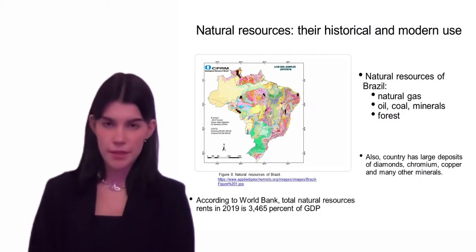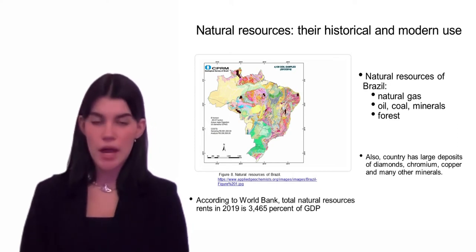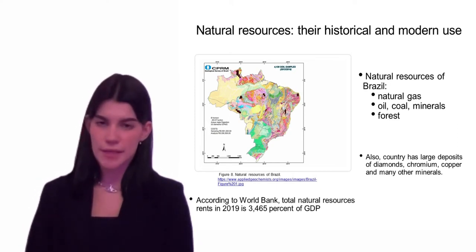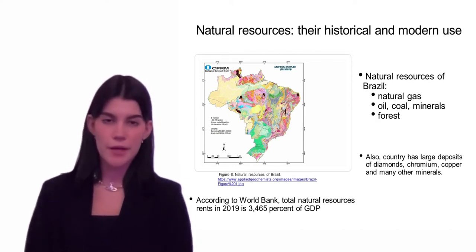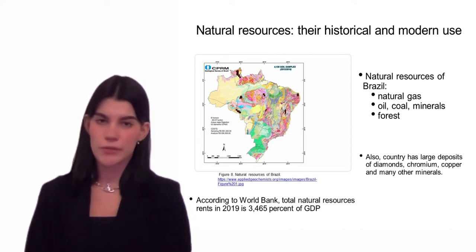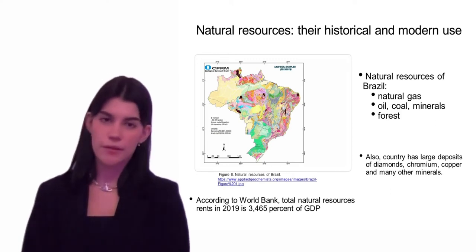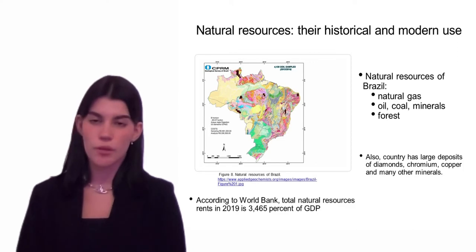Brazil is rich with a big number of natural resources: natural gas, oil, coal, minerals, and forests. According to World Bank, total natural resources rents in 2019 is 3.5 million % of GDP. However, FAO organization says that Brazil is the world's leading producer of tin and iron ore. Also, country has large deposits of diamonds, copper, and many other minerals. However, the country has no significant oil reserves.